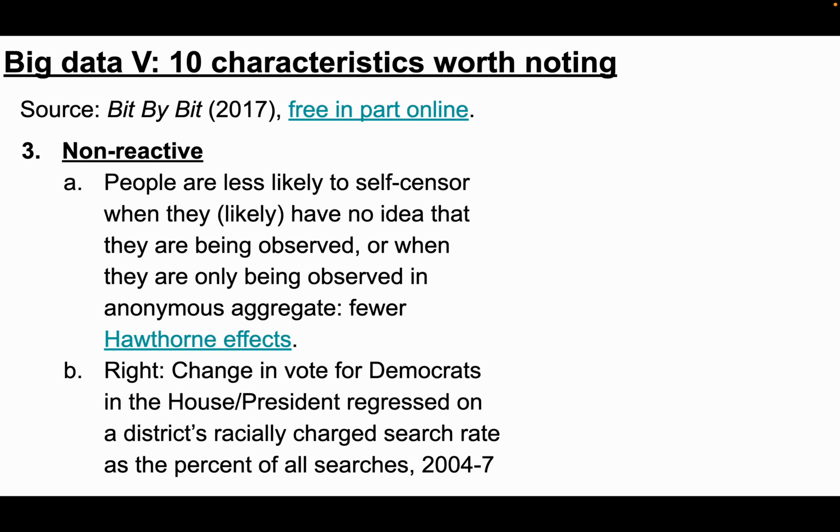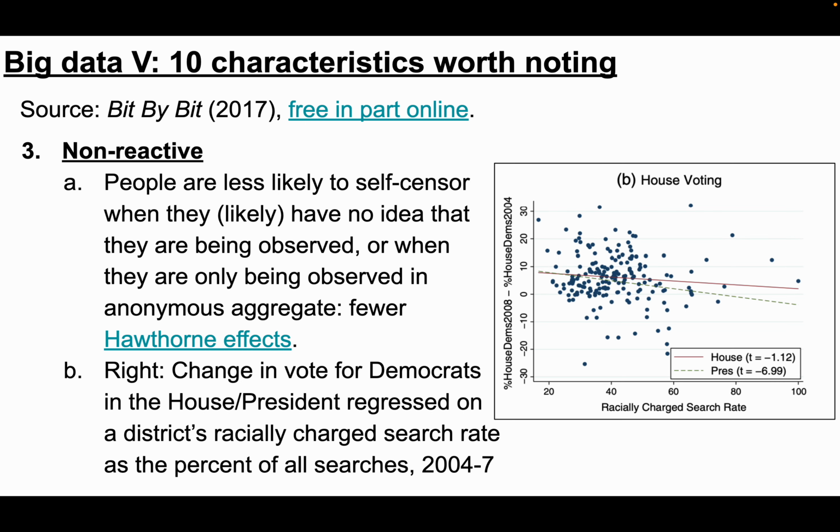The other thing that I wanted to note here is that they're non-reactive in that way, and this is the point that I was making with respect to depression too. People Googling depression is a much more private act than people confessing to a researcher, whom they can see in front of them, that they are in fact depressed. So there are fewer Hawthorne effects here in the case of big data.